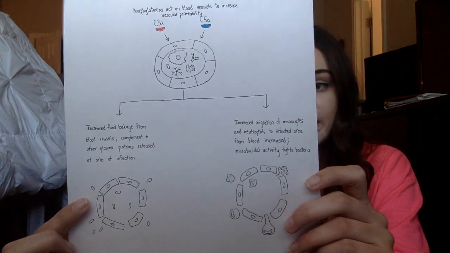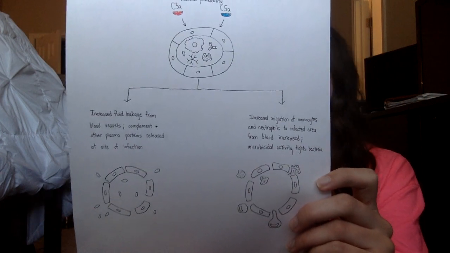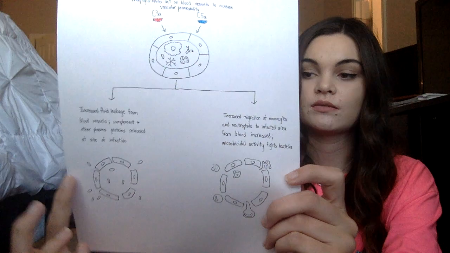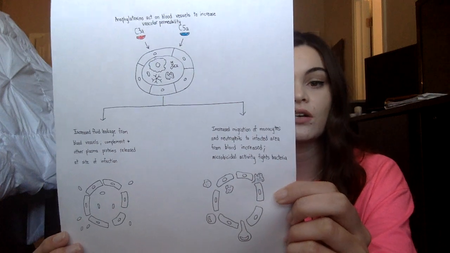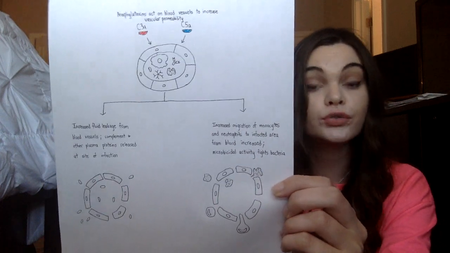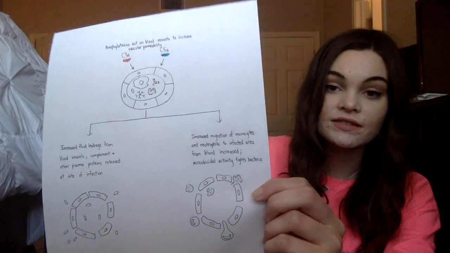Basically, increased fluid leakage from the blood vessels can cause plasma proteins and complement proteins to be released to the site of infection. You can see them leaving the blood vessel right there. And then on this side, you can see that it can also cause increased migration of neutrophils and monocytes to the area of infection. These have microbicidal activity, so they can help to kill off the pathogen as well. The more of these cells and plasma proteins that are released into an area of infection, the more inflamed that area gets, which is why they are involved in inflammation.